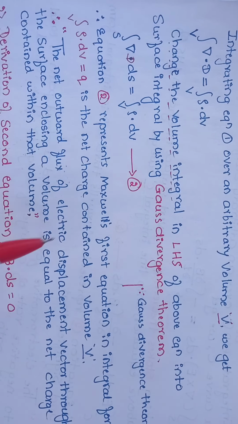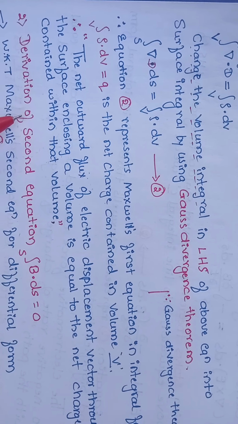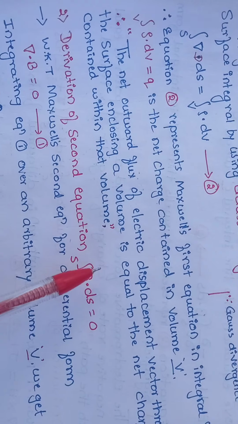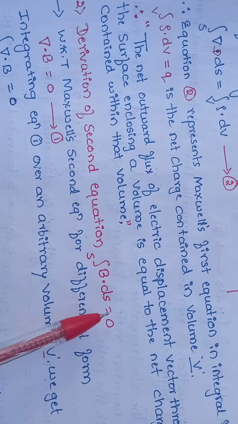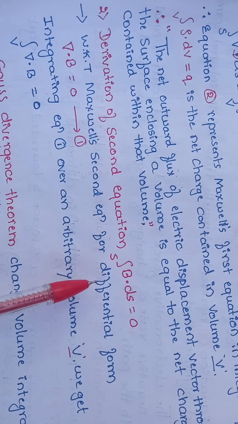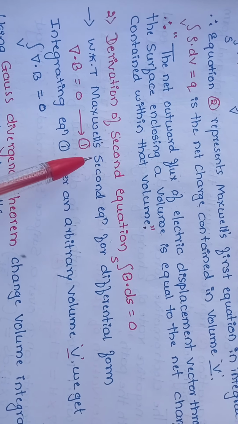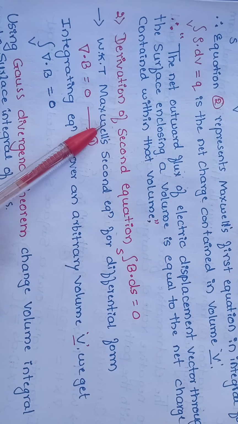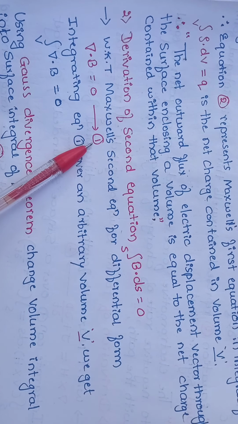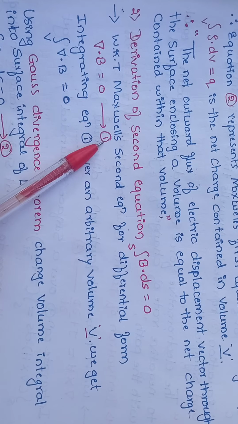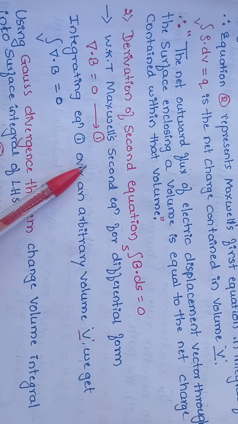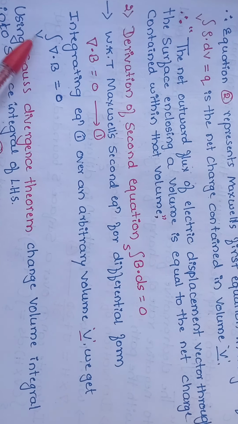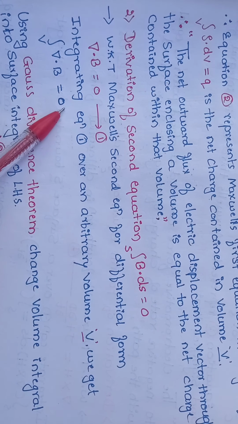Next, the derivation of the second equation, Maxwell's second equation in integral form: the surface integral of B·dS is equal to 0. How do you prove it? We know Maxwell's second equation in differential form is del dot B equal to 0. Call that equation number 1. Integrate equation 1 over an arbitrary volume v. We get the volume integral of del dot B equal to 0.